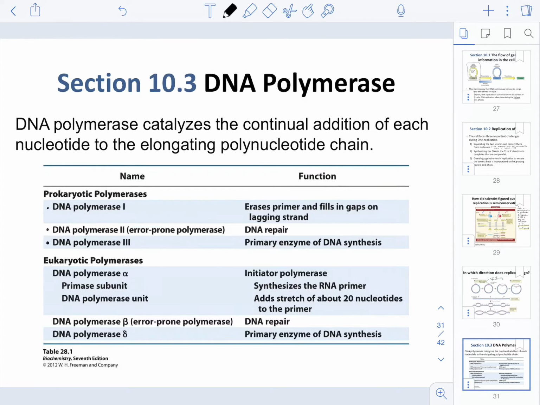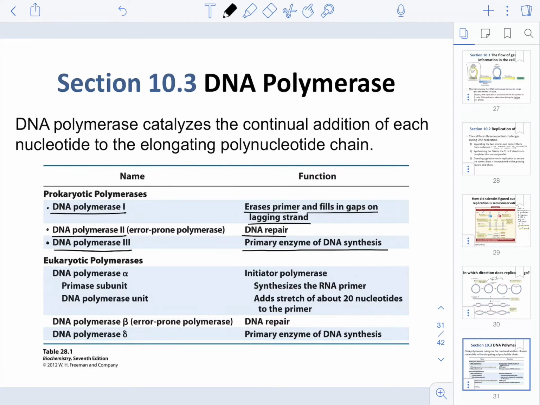Now, this list is limited, and towards the end of this presentation you will see that the list of what we know to date is much larger. But in general, the most important DNA polymerases for prokaryotes include DNA polymerase 1, whose job is to erase the primer and fill the gaps on the lagging strand. We have DNA polymerase 2, which is involved in DNA repair, and DNA polymerase 3, which is involved in DNA synthesis itself.